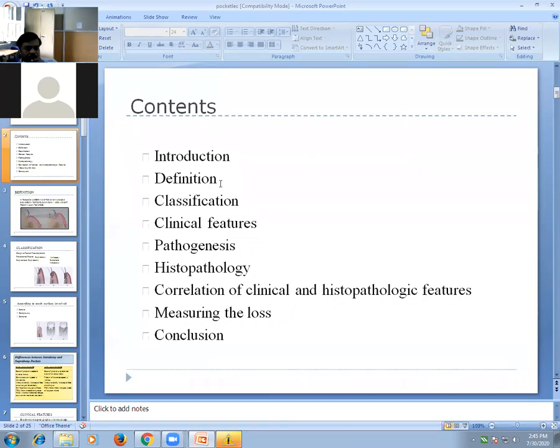Then coming to periodontal pockets, the true pockets, they are again classified as suprabony and intrabony. Suprabony, the name itself suggests, means the base of the pocket is above the bone.